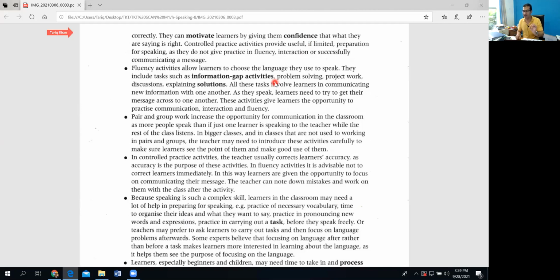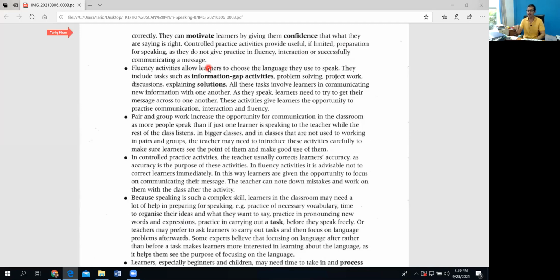Controlled practice activities give them confidence in a particular area of the language practice, but it does not give them the practice of fluency, interaction, or successful communication methods. Is it clear? Yes, sir. For those things, we have different other activities. That's what you people have to differentiate.